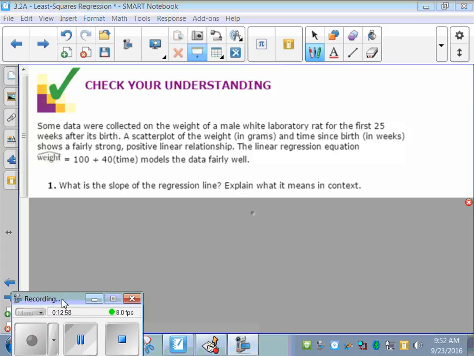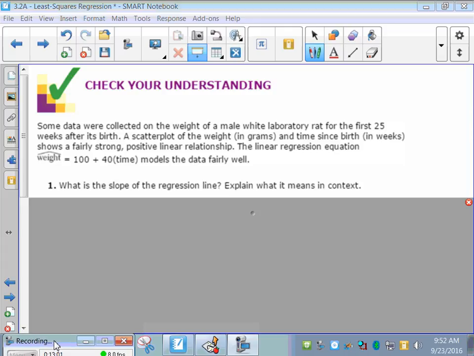All right, let's check our understanding. Some data were collected on the weight of a male white laboratory rat for the first 25 weeks after its birth. A scatter plot of the weight in grams against the time since birth in weeks shows a fairly strong positive linear relationship. The linear regression equation looks like this. Predicted weight, so notice weight has this hat on it, that is the predicted weight, equals 100 plus 40 times the time. Models the data fairly well. So CC, what is the slope of the regression line, and explain what it means in the context of the problem?